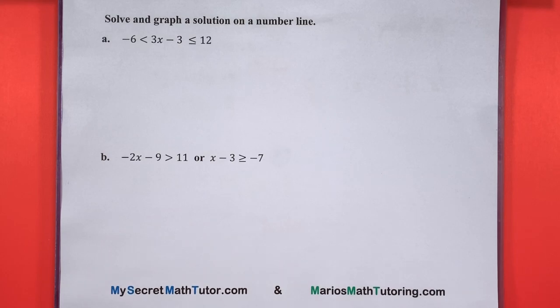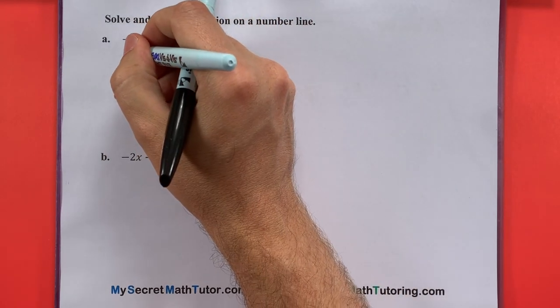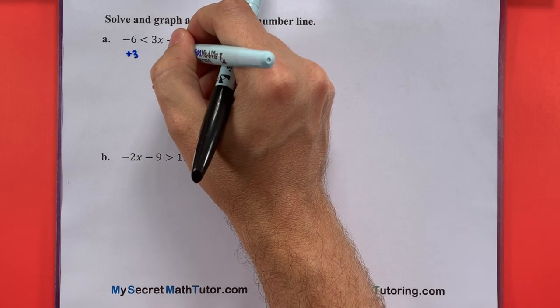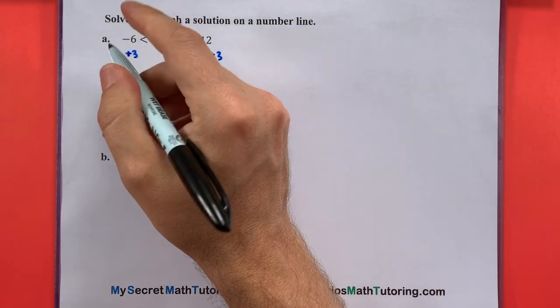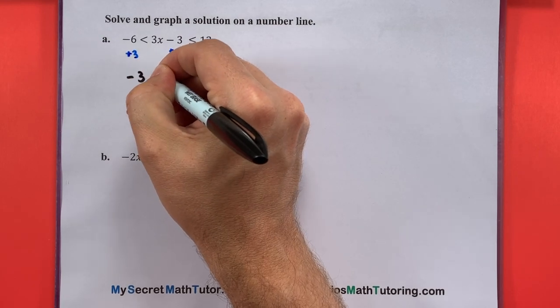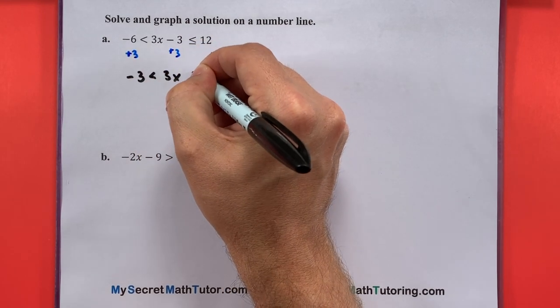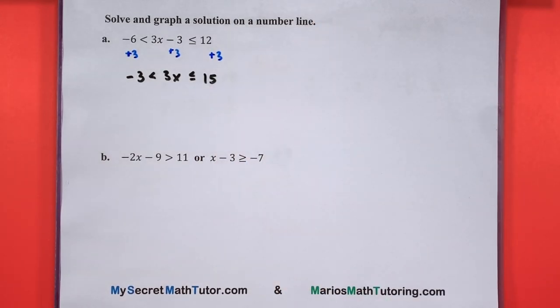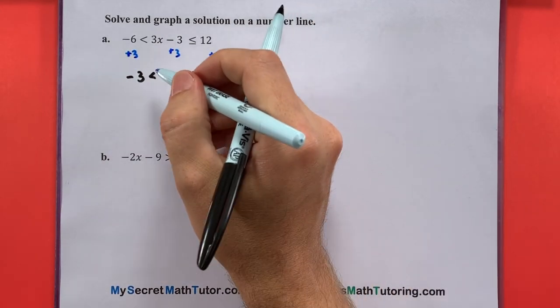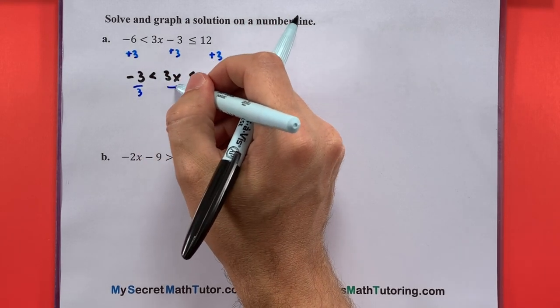To start that off, let's go ahead and add 3 to all of our pieces. So we'll add a 3 to the middle piece, we'll add a 3 to the left and right one. This will give us negative 3 is less than 3x less than or equal to 15. Okay, that x is still not quite isolated. Let's go ahead and divide everything by the positive 3.